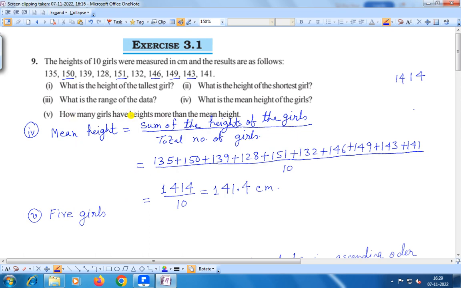Here you see that is 150, 151, 146, 149, 143. Therefore, 1, 2, 3, 4, 5. 5 girls have heights in centimeter more than the mean height.